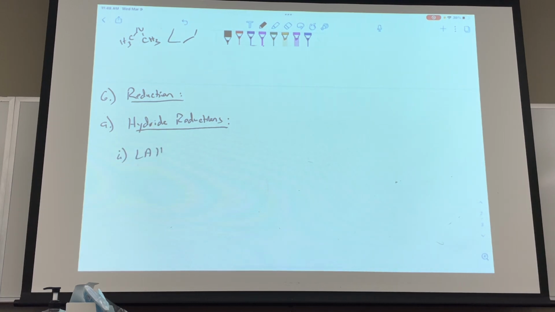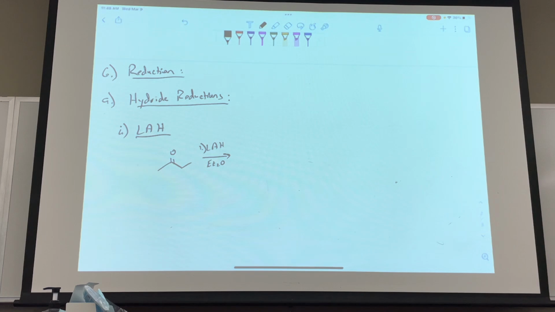We can use LAH, or lithium aluminum hydride. This is something you've been working with for a while now. We know when we take aldehydes and ketones and treat them with LAH, first of all, we have to make sure that we are doing this in an aprotic environment. So it's usually some sort of an ether solvent that's used.